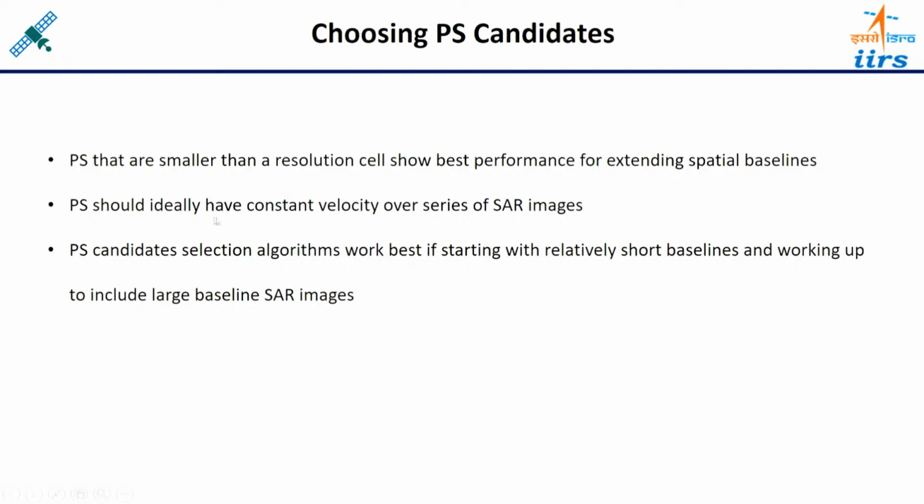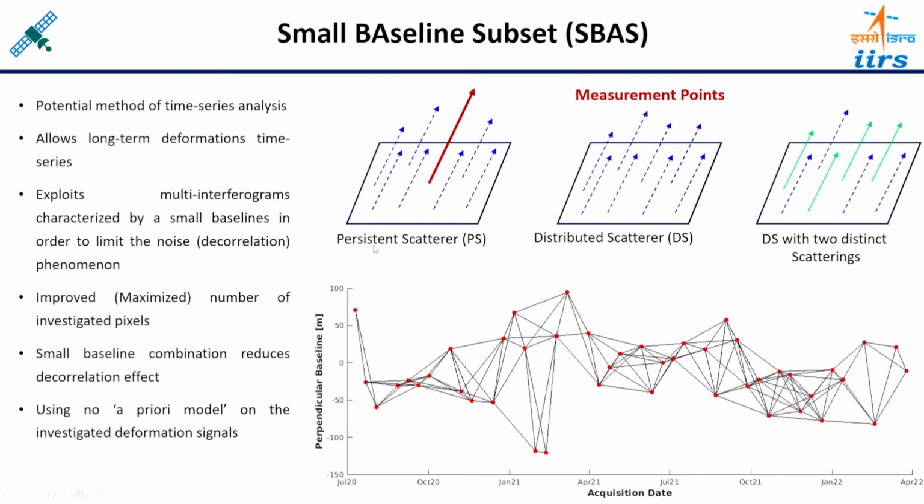So the PS should ideally have constant velocity over a series of SAR images. If it is not constant, it means non-linearity is there, it means these techniques may fail. PS candidate selection algorithm works best if starting with relatively short baselines and working up to include the large baselines of the SAR images. Now another technique is the small baseline subset analysis. This completely works on the DS, or the distributed scatterers.